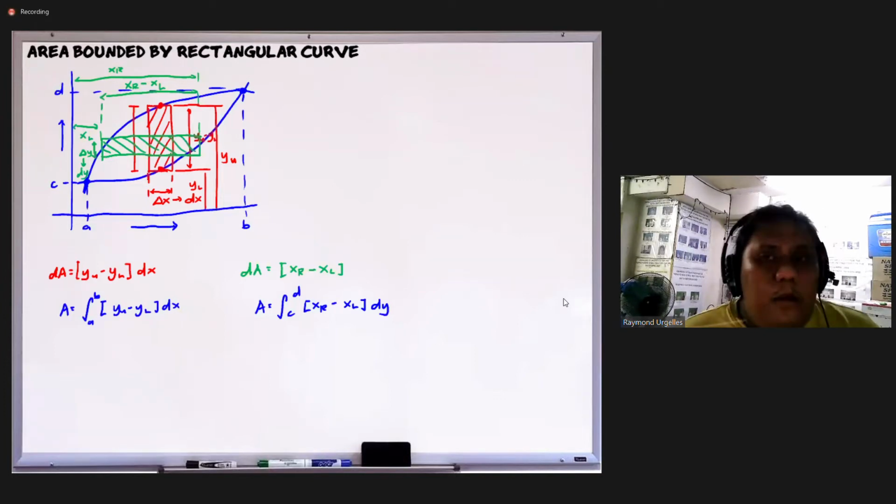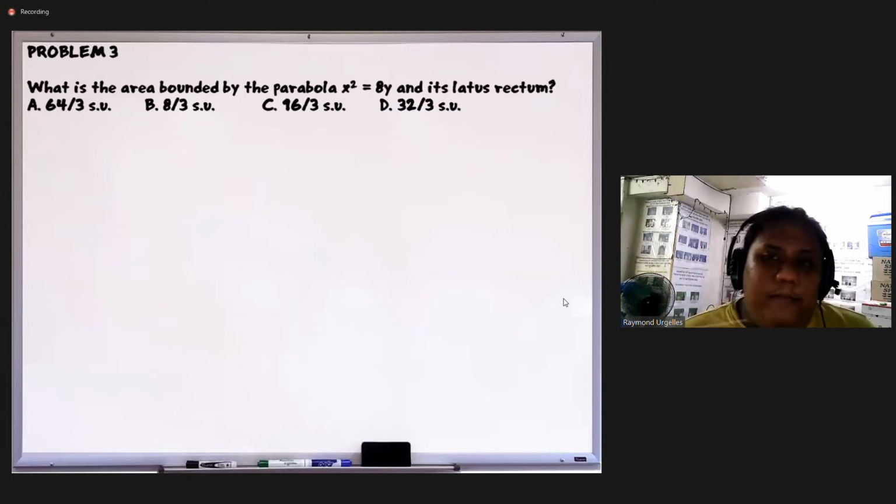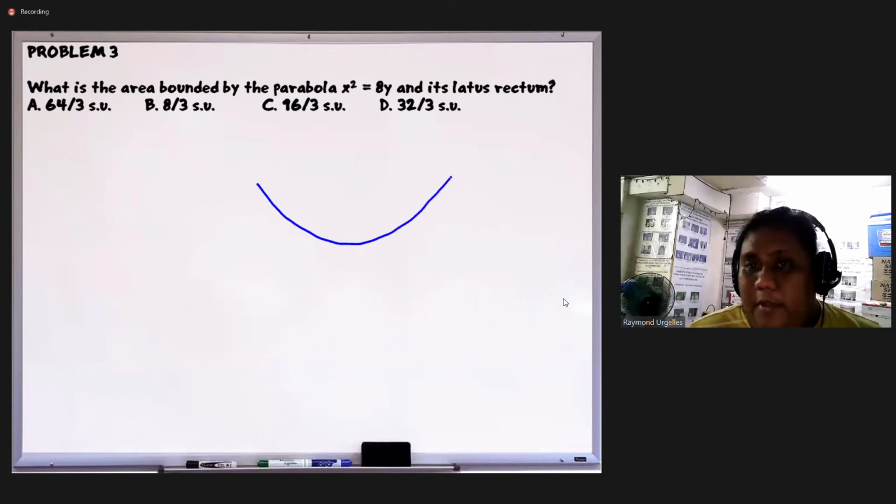Okay? So let's try an example. So what is the area bounded by the parabola x squared is equal to 8y and its latus rectum? No? So again, yun yung tanong sa problem natin. Okay? So let's try to graph. Diba? So first, okay? So you can imagine yung parabola kasi ganito yung shape niya. Diba? Tapos yung latus rectum, diba?